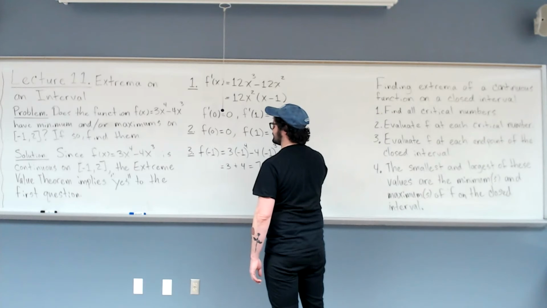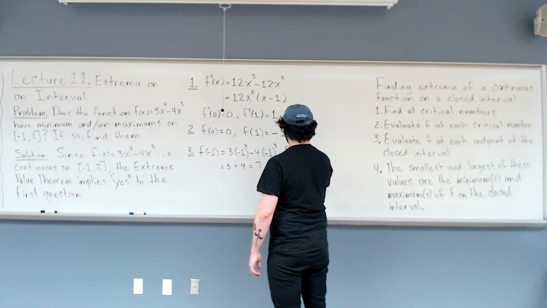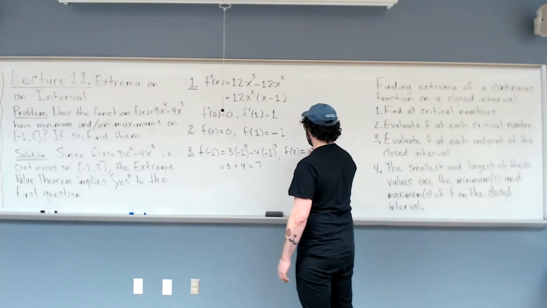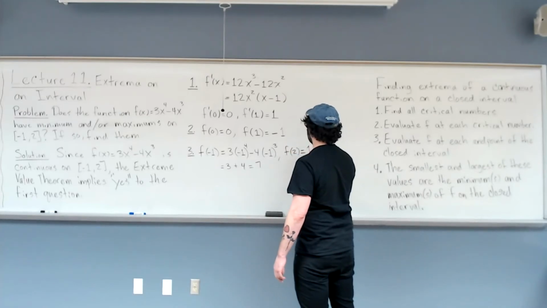And then the other endpoint, oh, my leg is about to fall off. 2, so f at 2, 16. Can I trust y'all? Do I get more than 116? All right, so that'd be 16.